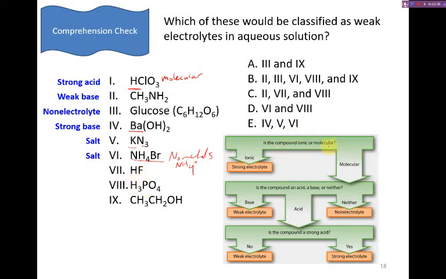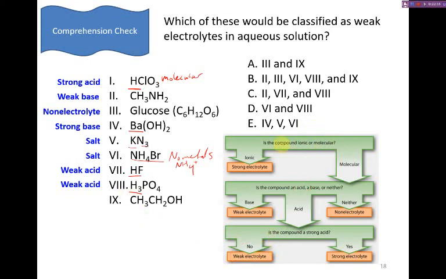HF, is it ionic or molecular? No metals involved, so it's molecular. And it's an acid because it starts with an H, and it's not one of our strong acids, therefore it's a weak electrolyte. Next one, H3PO4. This is molecular, no metals involved. It's an acid because it starts with an H, and it's not on our list of strong acids. It's a weak acid, weak electrolyte.